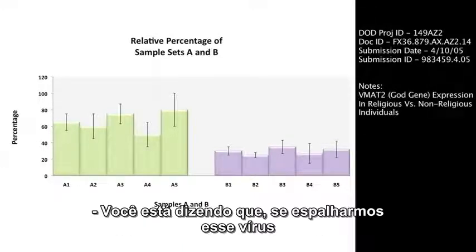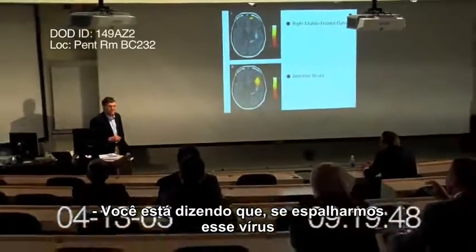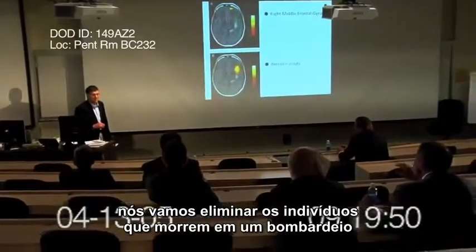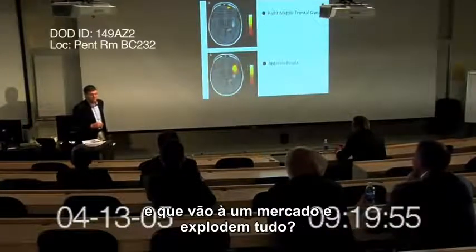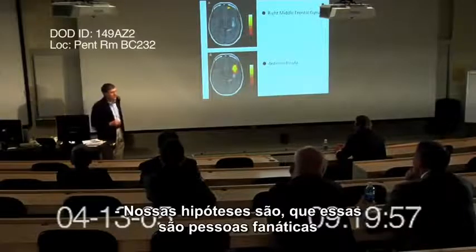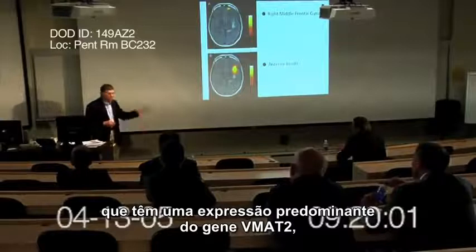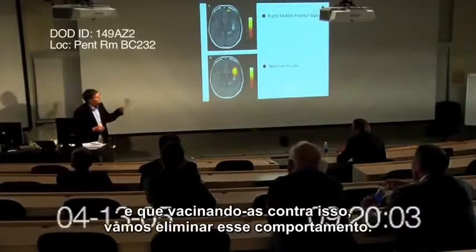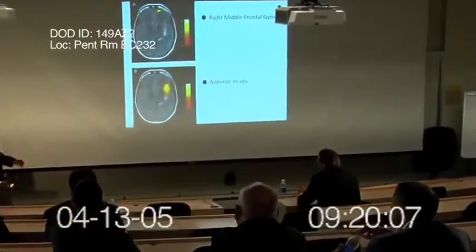What you see here is by spreading this virus, we're going to eliminate individuals from donning a bomb vest and going into a market and blowing up the market. So our hypothesis is that these are fanatical people, that they have overexpression of the VMAT2 gene, and that by vaccinating them against this, we'll eliminate this behavior.